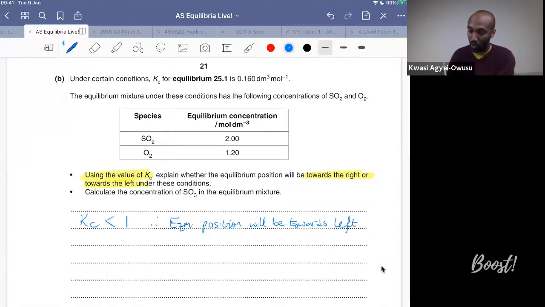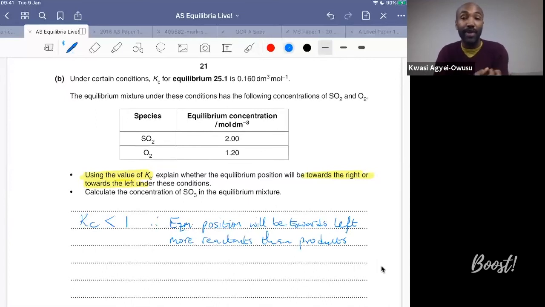In other words, more reactants than products. Okay, so we've been tested on our knowledge of the significance of the numerical value of Kc here. Kc less than 1 means that you've got mostly reactants. Kc greater than 1 means you've got mostly products. So we're looking at the ratio of reactants to products here.